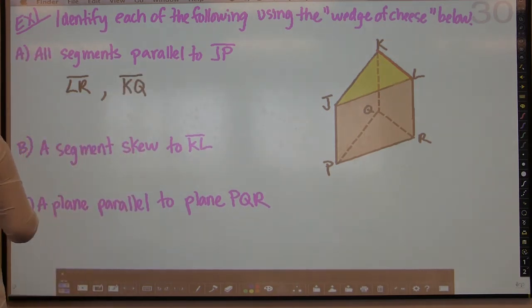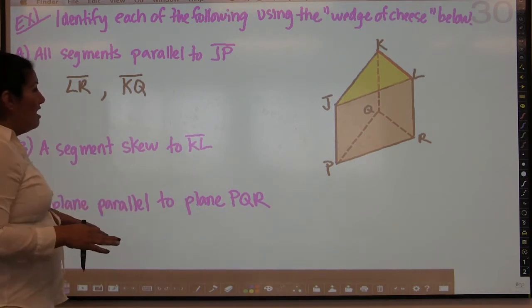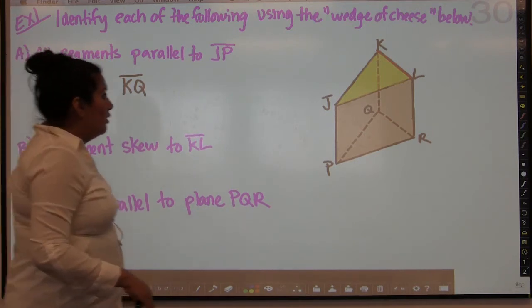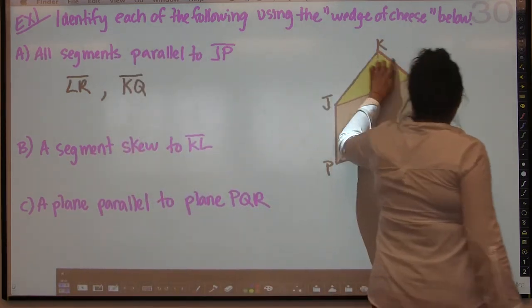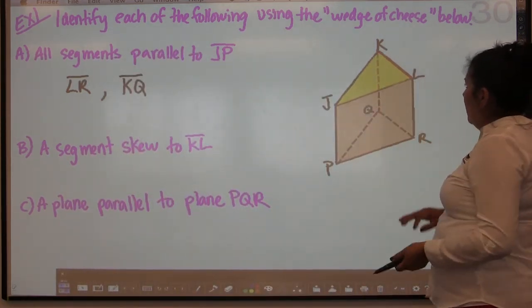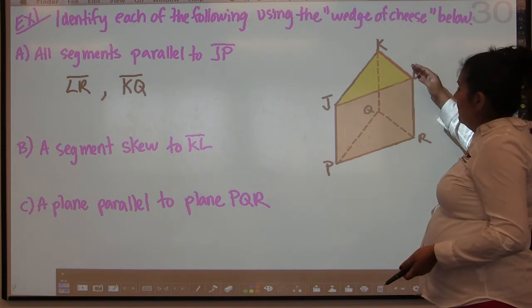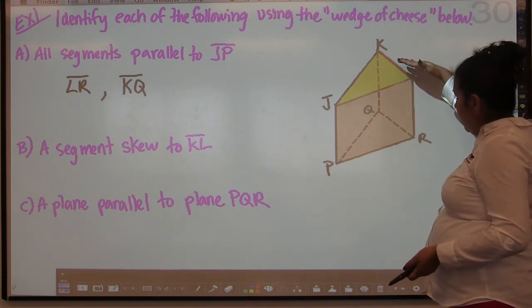So those are the two segments that are parallel to JP. Then in part B it wants us to name a segment that is skew to KL. Now remember that skew means they have to be on different planes. So here is KL, and KL is basically the short back side of the wedge of cheese, but up on top, the top plane.